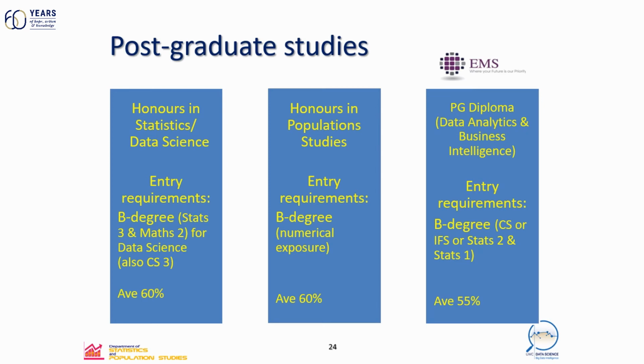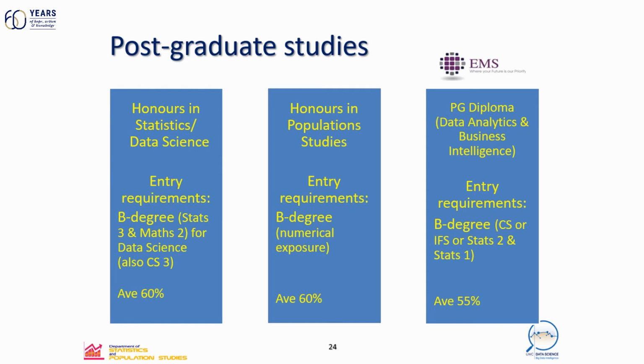you need to meet. For example, honours in statistics requires an overall average of 60% and at least 60% in level 3 statistics. You also need to have passed level 2 mathematics. If you are considering becoming a data scientist, starting with an honours in data science is a good idea. Requirements for entry into this is an overall average of 60%, at least 60% in level 3 statistics, at least 60% in level 3 computer science, and you also need to have passed level 2 mathematics.